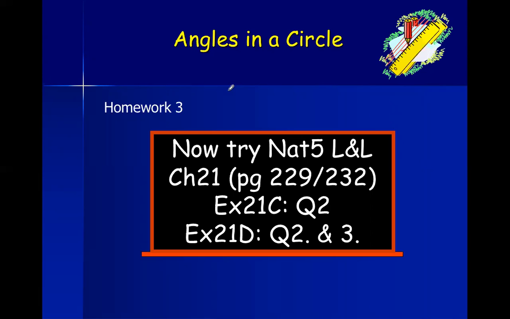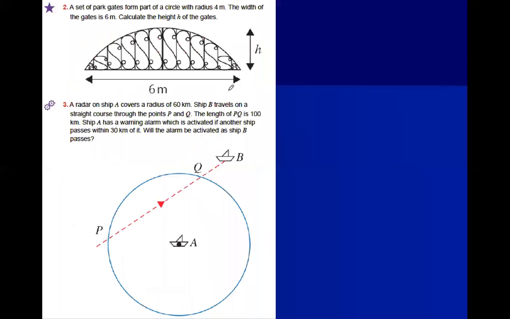So let's have a look at question 2. Yeah, so this one, a set of part gates. I need to get rid of this. Or should I just open my book? It's probably going to be easier.